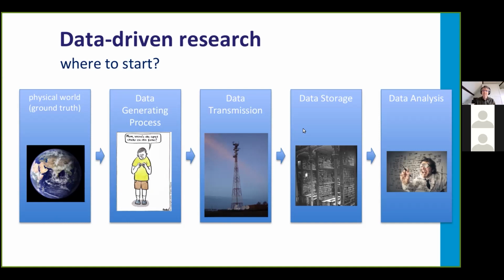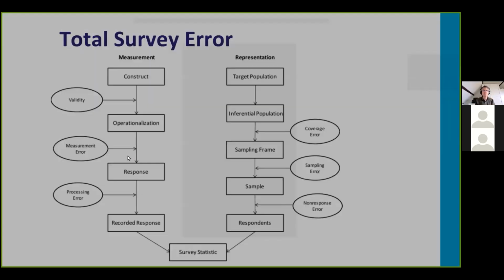At the end, when all of that comes together, data analysis can take place. And we have to be aware of the fact that all of this took place in front of the data analysis. So for me, that's really important. We start with the physical world, with the ground truth. We have a data generating process which transmits data, and at the end we have a data storage where we can actually do our research. And it's really important that you keep that in mind all the time when doing research like this.